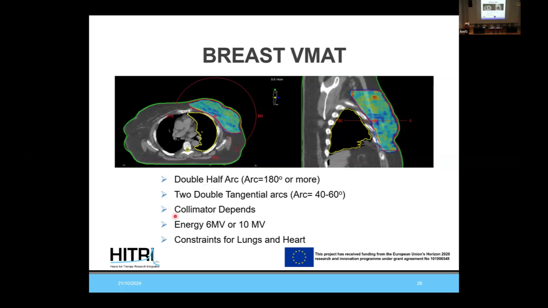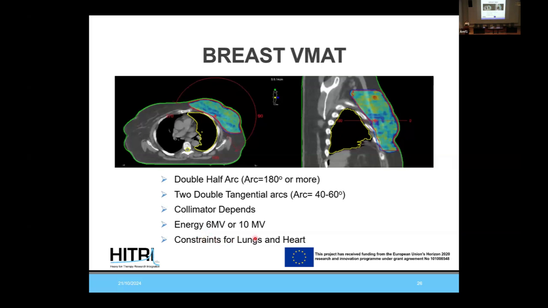Always essential in the plans is the collimator. You can rotate the collimator by 90 degrees, 45 degrees, whatever you want. The energy that you can use is always 6 MV or 10 MV. I could suggest 6 MV, it's okay.